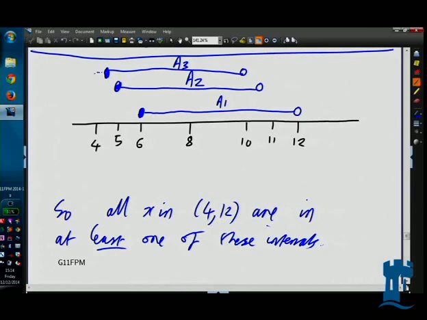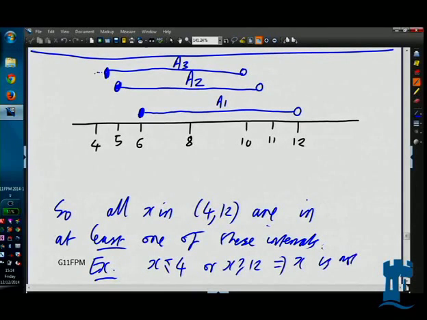And you can check that, make sure you check that exercise, no other x are. x smaller or equal to 4 or x greater or equal to 12 implies x is not in any of the intervals. And so the correct answer is the open interval (4, 12).